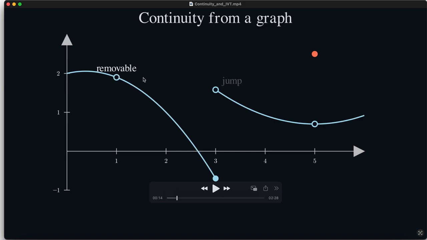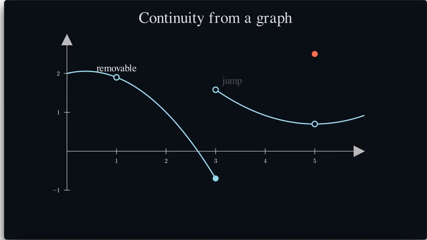More on removable discontinuities a little later. Then there's a jump in the middle at x is 3. And at x is 5, there's a hole, and there's also a red dot above the hole. At 1, the function is not even defined; there's no dot anywhere. Whereas at 5, at least there's a dot, but the dot is not where the hole is. These are the three places where the function is not continuous.